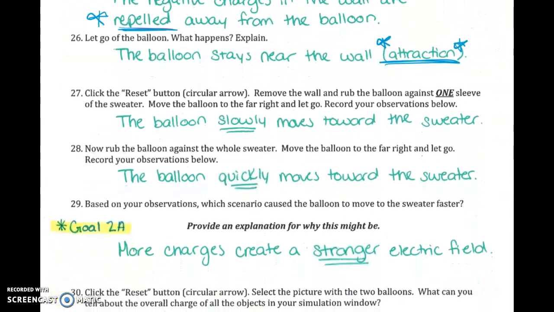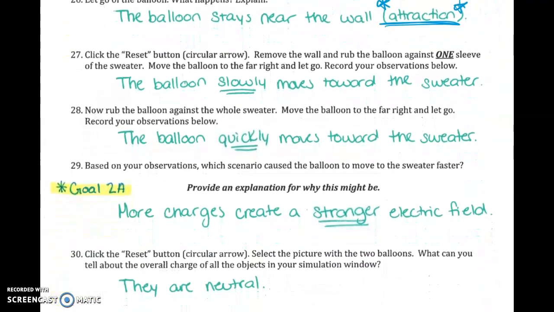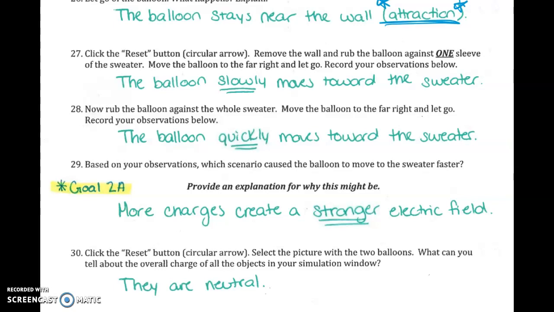Looking at some of the rest of the key things here, it has you reset, move to the wall. Okay, so in this portion, you were just slightly rubbing the balloon against the sweater, and then in number 28, you're rubbing the balloon a lot more against the sweater. And that affects the rate at which it moves back towards the sweater.